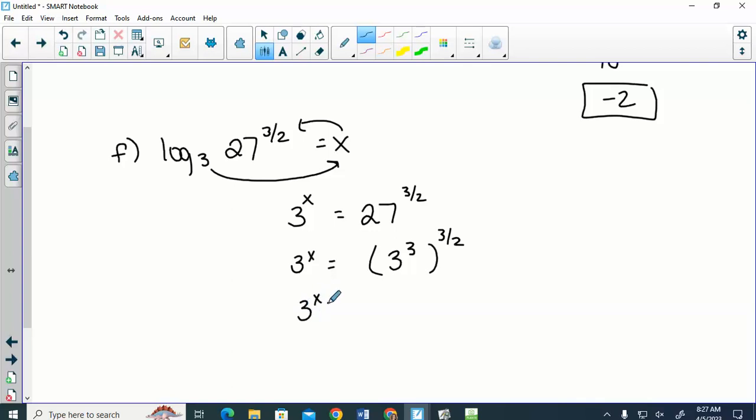Power to a power. What do we do with those? So then it's the same base, you can drop them, so your x is 9 halves. That makes it so much easier.